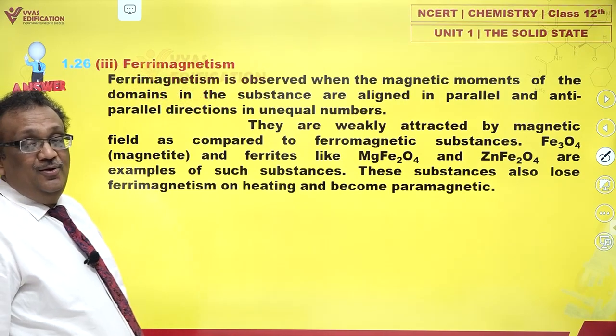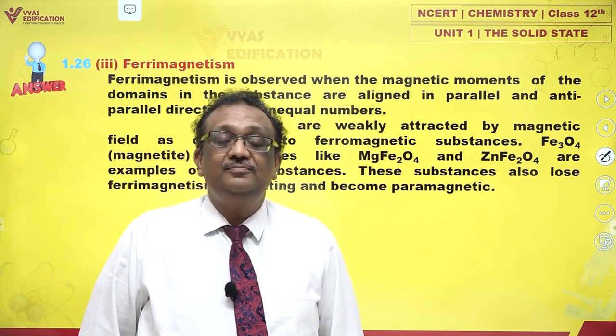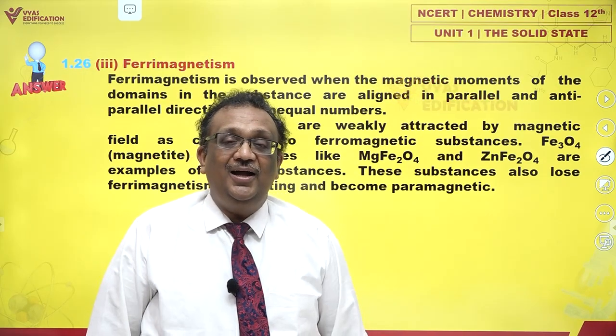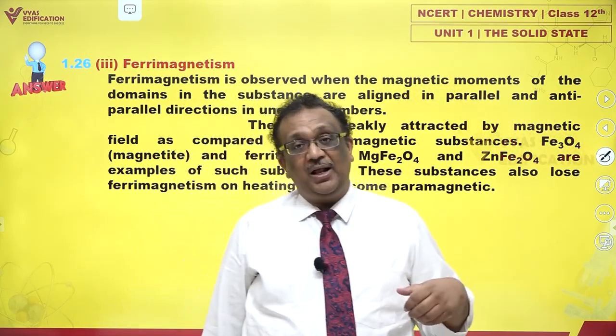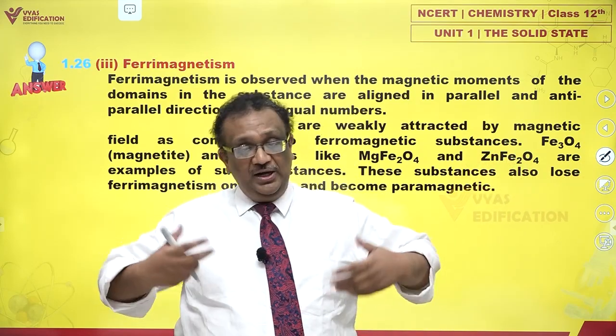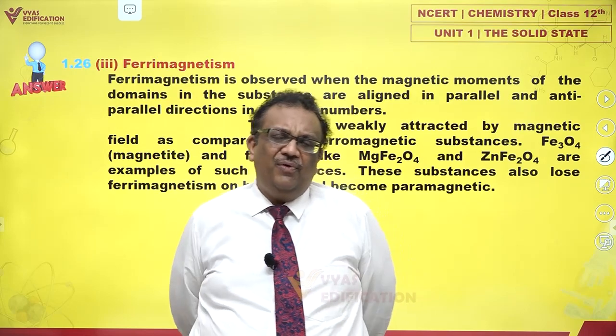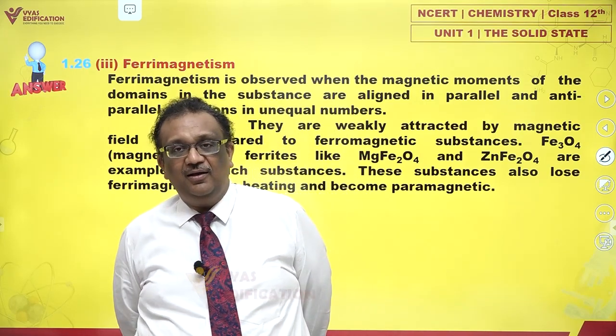Ferrimagnetism. This is very interesting. What happens in ferrimagnetism? You find that a substance may be paramagnetic, fine. So it should have a tendency to show some magnetic character, yes. But somehow you find that it is not very strongly magnetic.